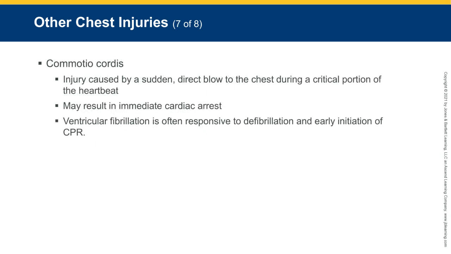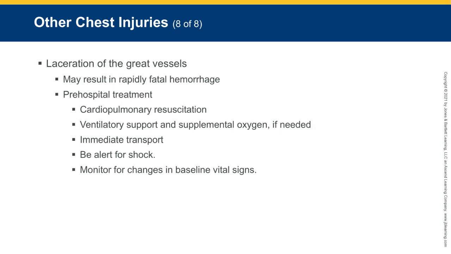Commotio cordis is a rare but fatal condition that occurs when a sudden blow to the chest disrupts the heart's electrical activity, leading to ventricular fibrillation and cardiac arrest. Laceration of the great vessels results in massive hemorrhage and rapid deterioration. Pre-hospital care focuses on CPR, ventilatory support, oxygenation, and immediate transport to the nearest trauma center.